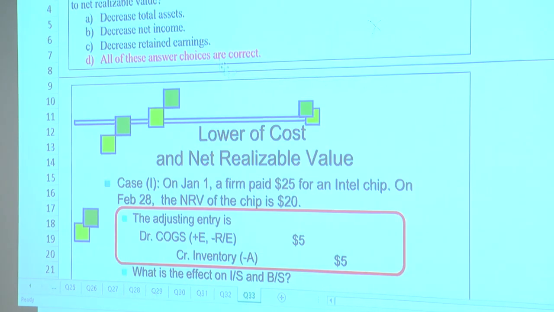So if we look at the question, we have decrease in total assets. Is that happening here? Yeah, we're crediting inventory, so we are decreasing total assets. Decreasing net income. We have an expense here, so that does decrease net income. And decrease in retained earnings, we have that too. Expenses are going to decrease retained earnings. So all of these answer choices are correct. That's D.